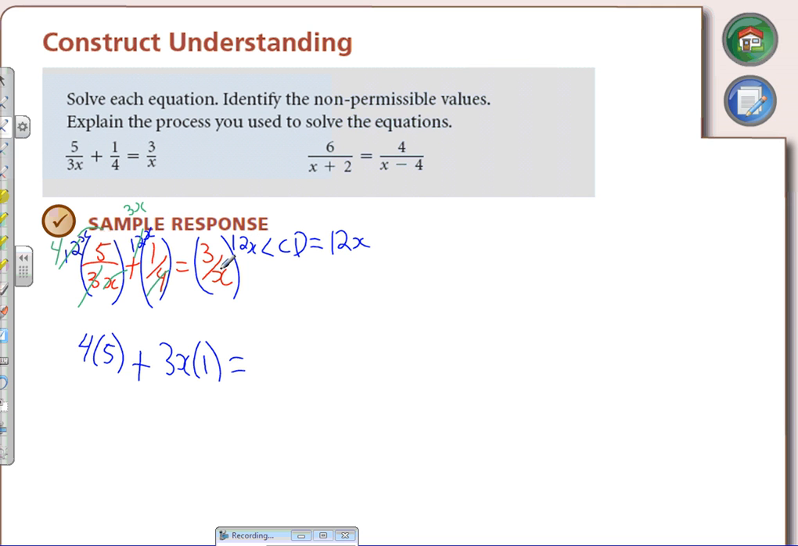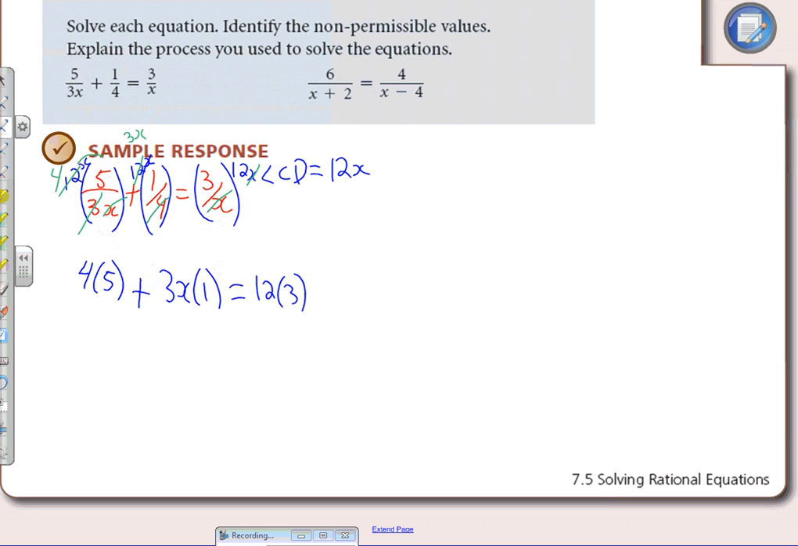So let's divide first. This one, the x's will cancel off. I get left with 12 times the 3 that was there. And now this is just regular junior high solving. 5 times 4 is 20 plus 3x equals 12 times the 3, 36. And just solve for the x.